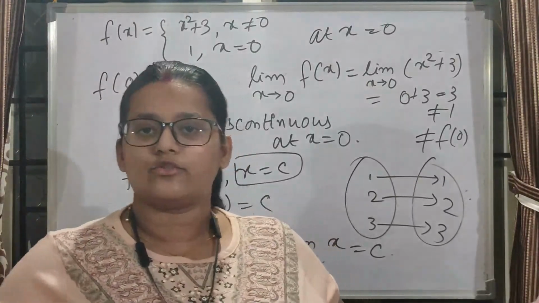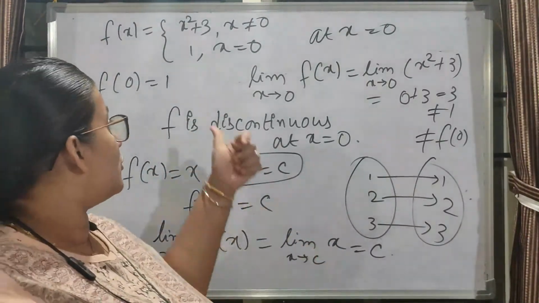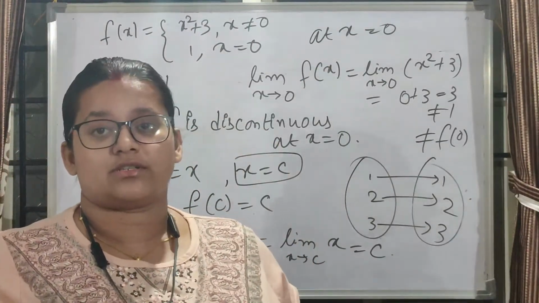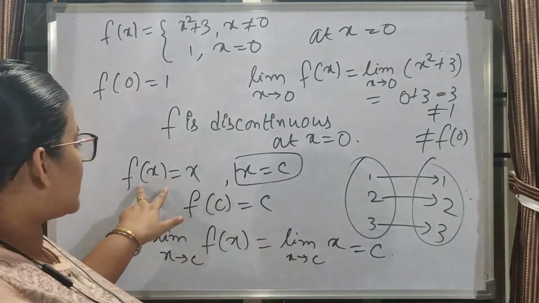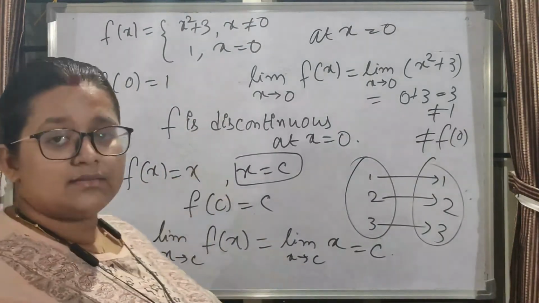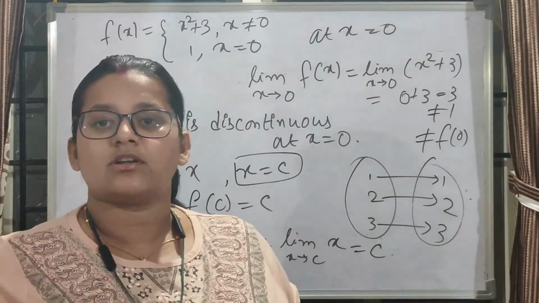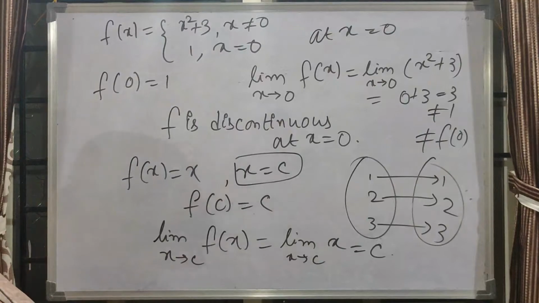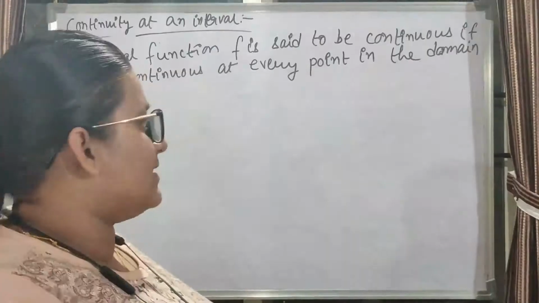Another thing, what I told just before this example: any polynomial function is always continuous. f of x equal to x is also a polynomial function. Degree is 1. So the function is continuous all over the interval. Okay. Next we will see the continuity on an interval.